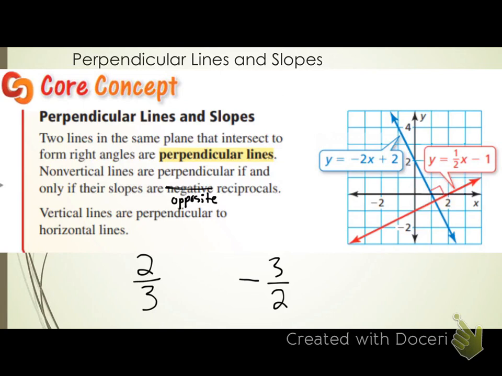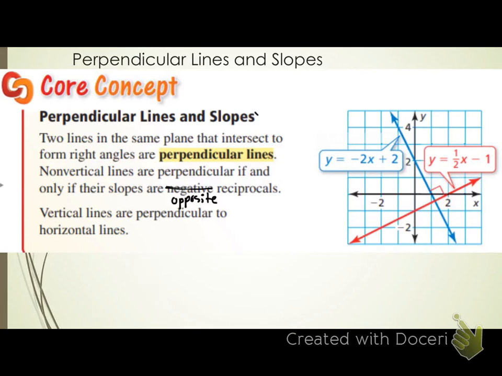Any questions on that? Let me give you another one. 7/4. If I wanted you to give me the opposite reciprocal of this, what's the opposite of positive? Negative. What's the reciprocal of 7/4? 4/7. So the opposite reciprocal of 7/4 is negative 4/7. Does that make sense? Opposite reciprocals.